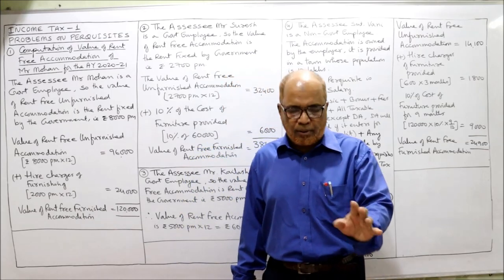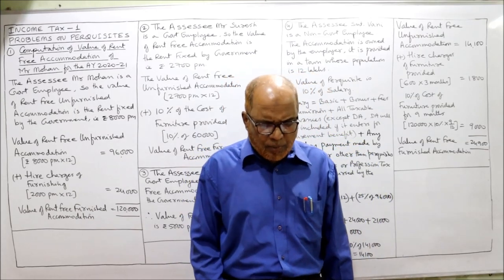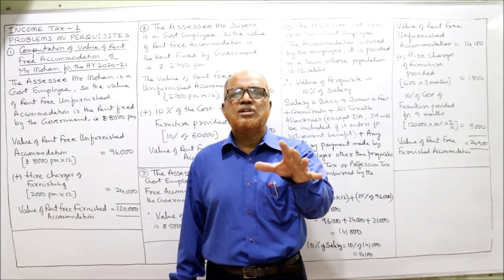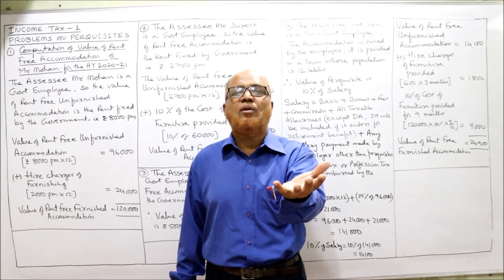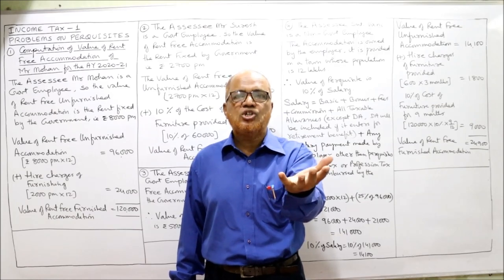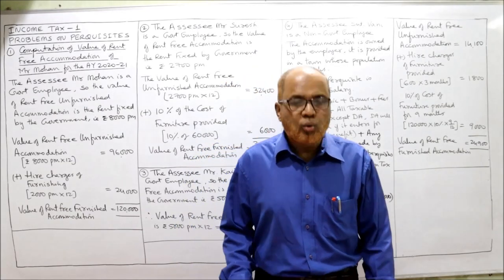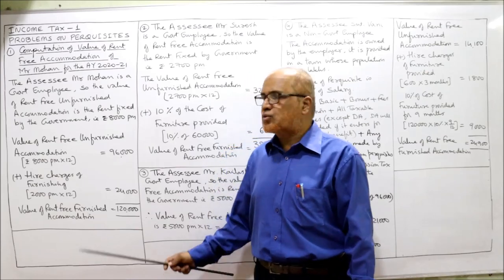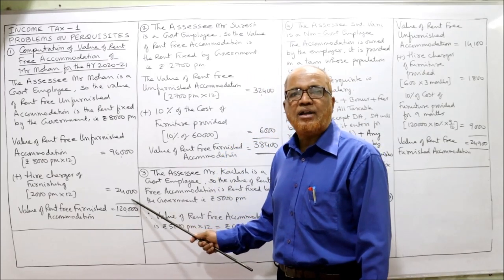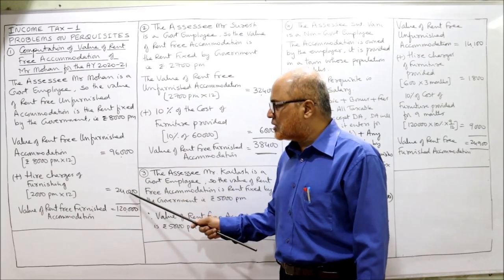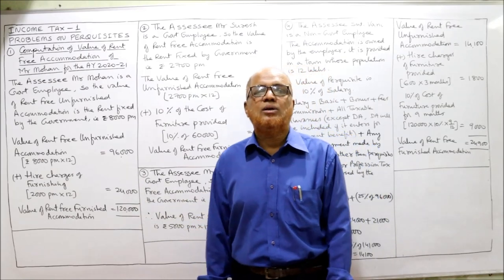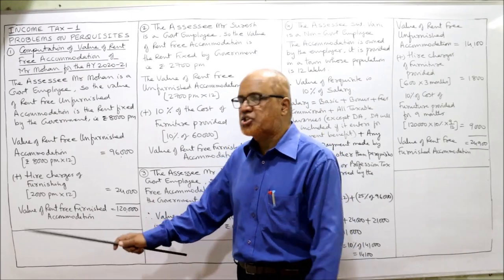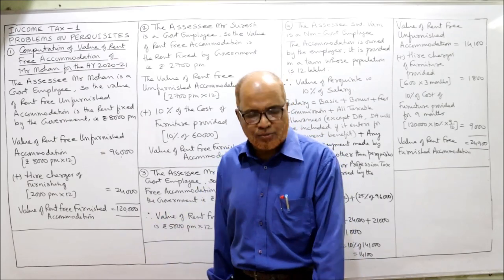So in our problem, the employee is also provided with a television set and a refrigerator. Television set and refrigerator will come under the category of furnishing. So what are the hire charges? 2,000 rupees per month. So 2,000 per month into 12, 24,000 is the hire charges. So add up 96,000 plus 24,000, 1,20,000 is the value of rent-free furnished accommodation. That's it. This is the first problem.